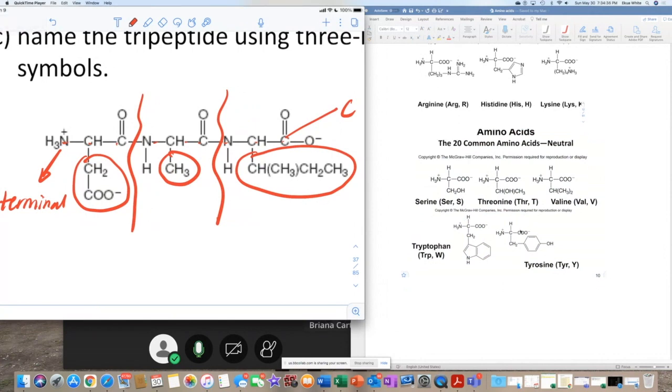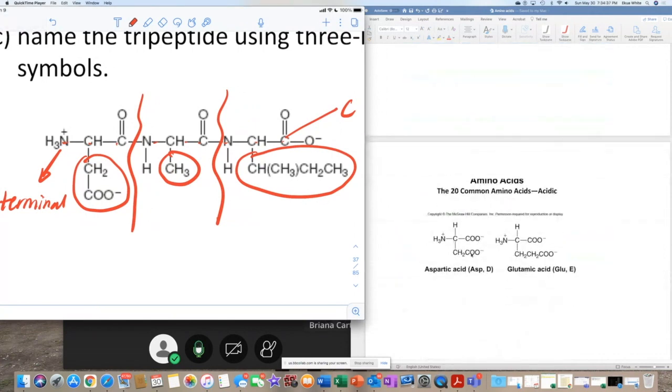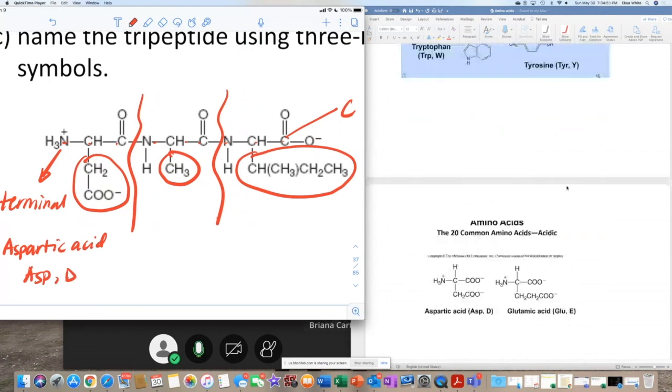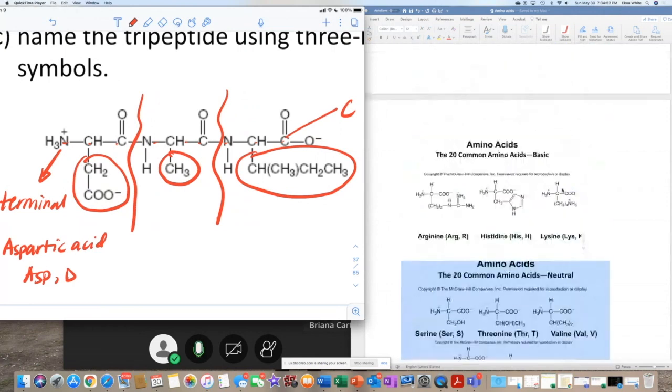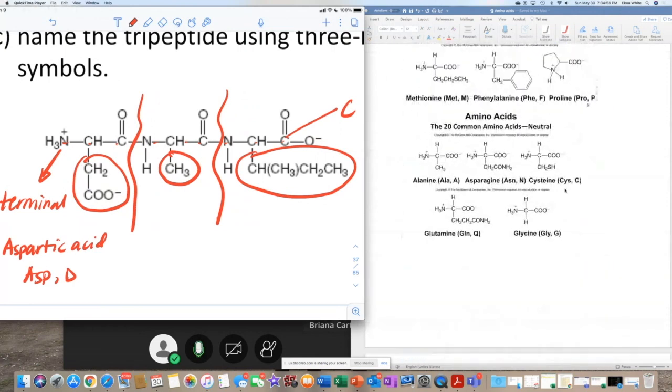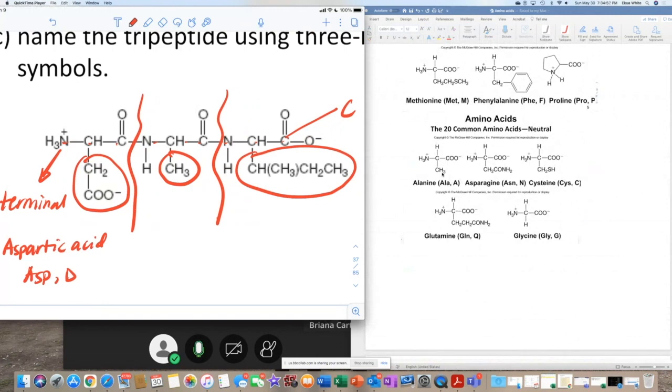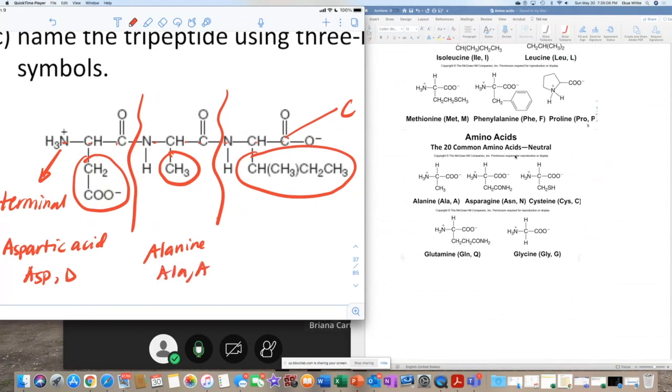This is carboxyl group. So I'm thinking, let me go back to the last page. That was a carboxyl group right there. Aspartic acid. ASP, comma, D. Then this one here, CH3. CH3, where is that? There, alanine. ALA, A. Okay. This one right here.